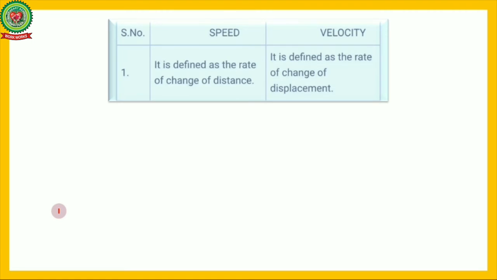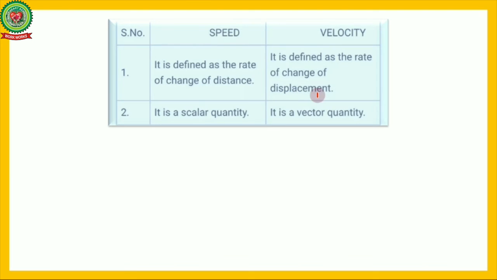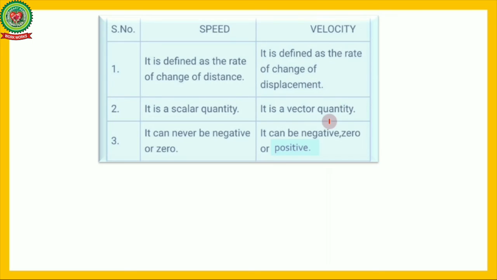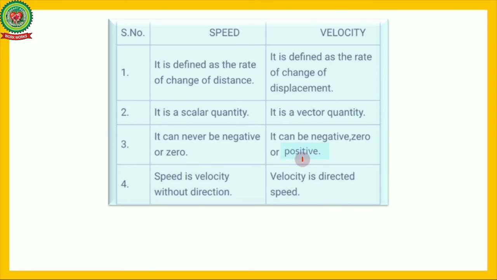So let's see the difference between speed and velocity. The first difference: speed is defined as the rate of change of distance, whereas velocity is defined as the rate of change of displacement. Point number 2, speed is a scalar quantity, whereas velocity is a vector quantity. Speed can never be negative, whereas velocity can be negative, 0 or positive.